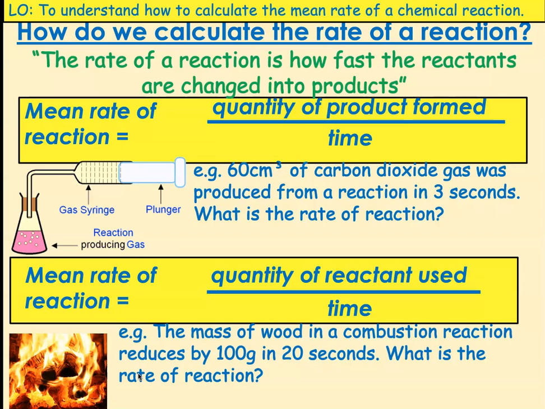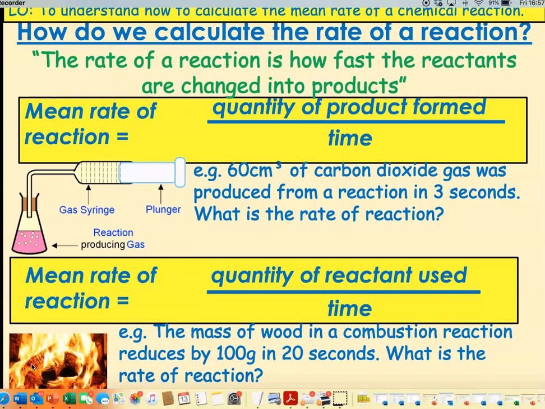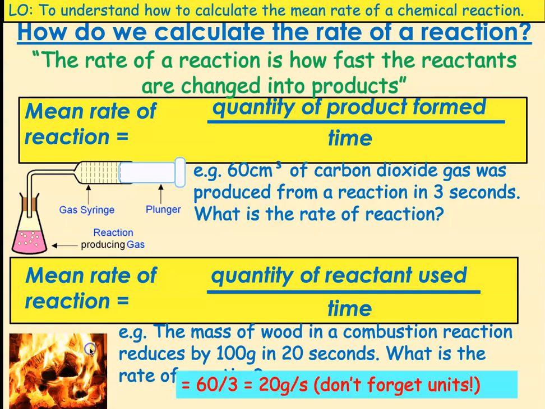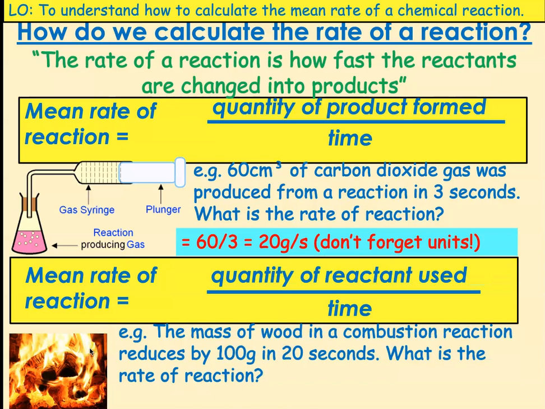So, for example, 60 centimetres cubed of carbon dioxide gas was produced from a reaction in 3 seconds. What is the rate of reaction? I'm going to pause the video for you to just think about that using the equation above and come back when you've done it. Okay, so the quantity of product formed is 60 and the time taken is 3 seconds. So we are going to divide 60 by 3, which gives us 20 grams every second. And it's very important that we don't forget the units.